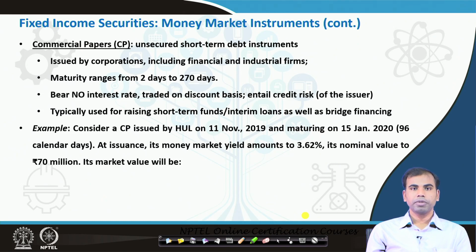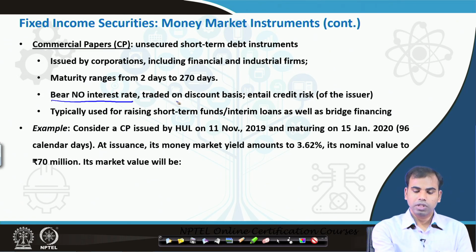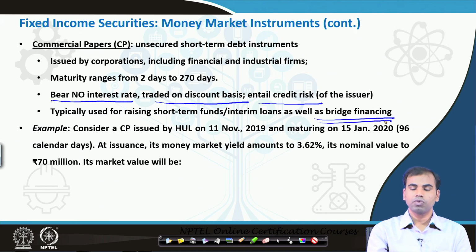Commercial papers typically carry no specified interest rate, rather they are traded on discount basis, and to some extent they carry credit risk of the issuer. Companies use them for short term funding requirements, for interim activities or interim loans. In some cases, they also use them for long term capital requirements in terms of bridge financing, which is basically another way of financing your business activities.